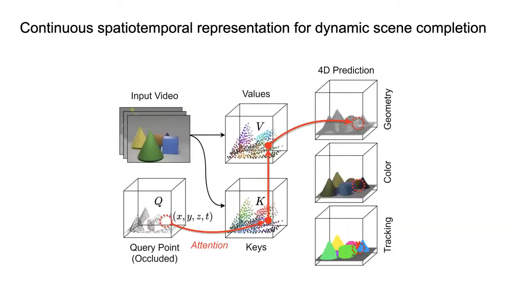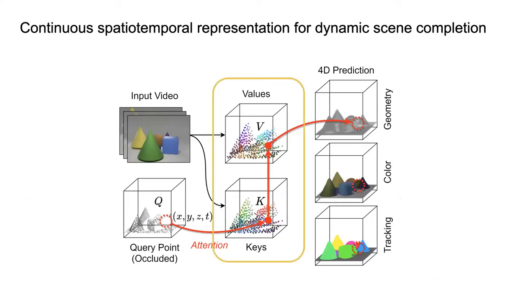Our key idea is to model point clouds with a continuous representation. You can kind of think of it as NeRF for 3D plus time. We show that by incorporating attention mechanisms into a dynamic neural field, we can effectively ask questions to the neural network about what is happening at any point in space-time.